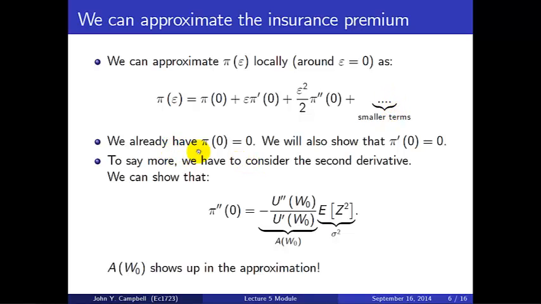So we already know that pi of 0 is 0, and I'll show you in a slide or two that the first derivative is 0. So the action is going to come here from the second derivative, and we're going to be able to show that that second derivative is this thing. It's minus the second derivative of utility divided by the first derivative of utility. That's the same as absolute risk aversion, times the expectation of the square of z, the variance of z, because z, remember, has a 0 mean.